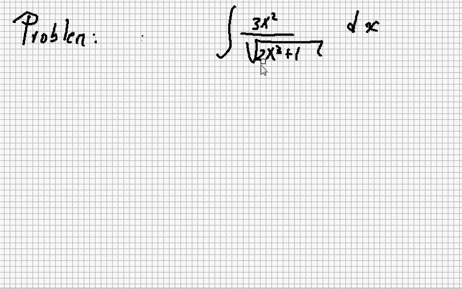Let's try to solve this problem. We're being asked to find the definite integral of 3x squared over the square root of 2x cubed plus 1. What we observe immediately is that the derivative of what is inside the radical is, as far as the x is concerned, outside and above.